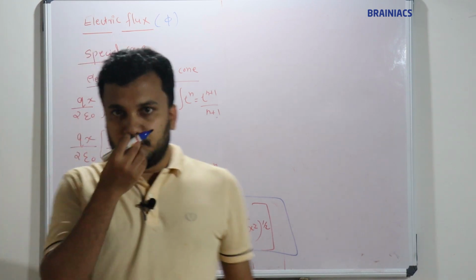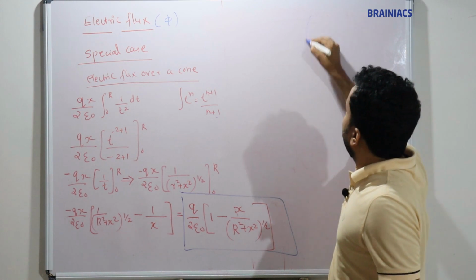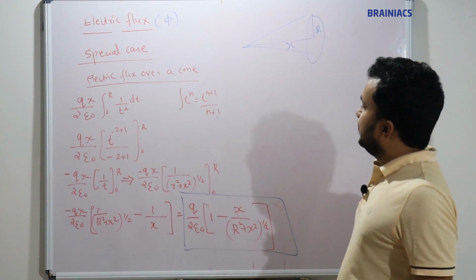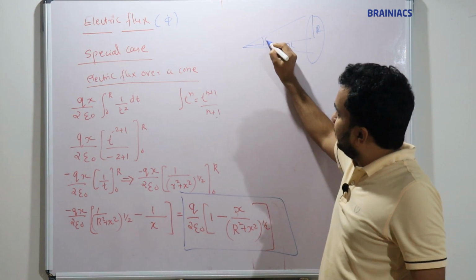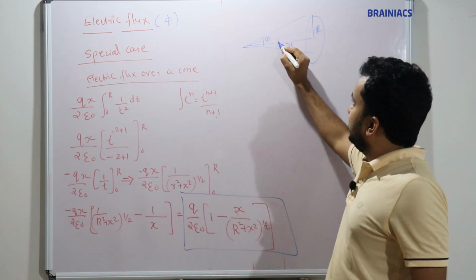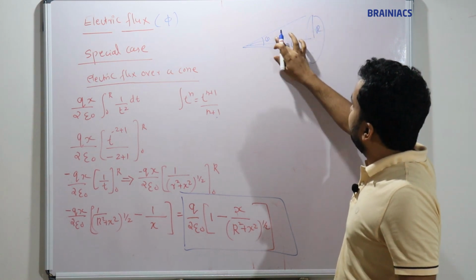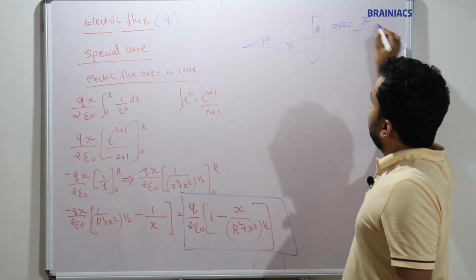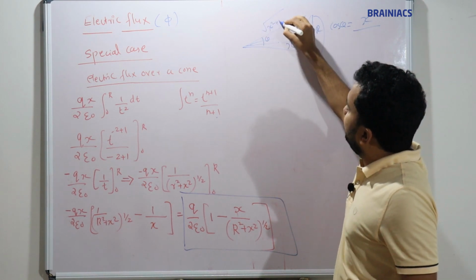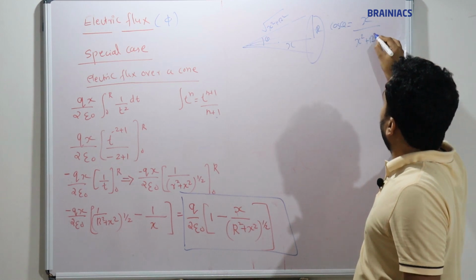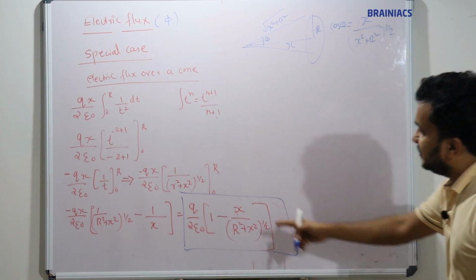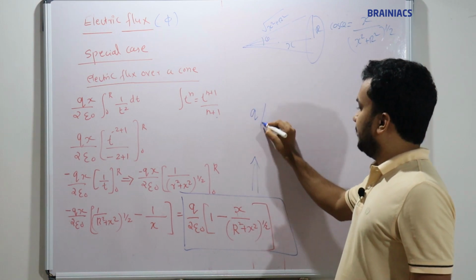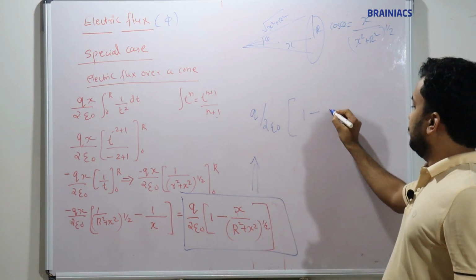If you look at the diagram we have drawn before, it looks like this. It's a cone, at a distance of x meter away, and the radius is R. If this angle is theta, for a small circle this angle is theta. Now for a bigger circle, means for a bigger area, this line will shift to here. So what is cos theta from this diagram? x divided by hypotenuse. The hypotenuse is root of x square plus R square, whole power 1 by 2. So this term is actually called cos theta. So this formula in another way you can write: q divided by 2 epsilon 0 times 1 minus, what is coming?